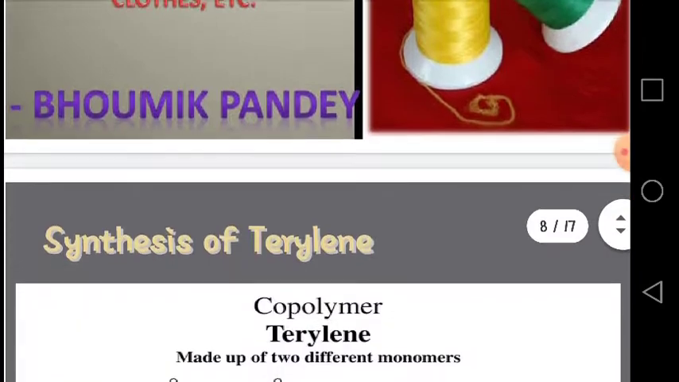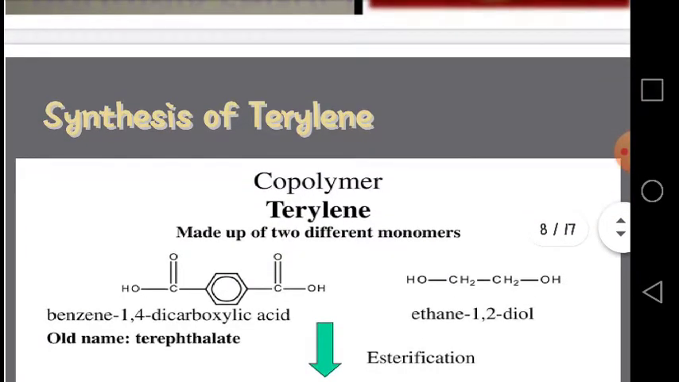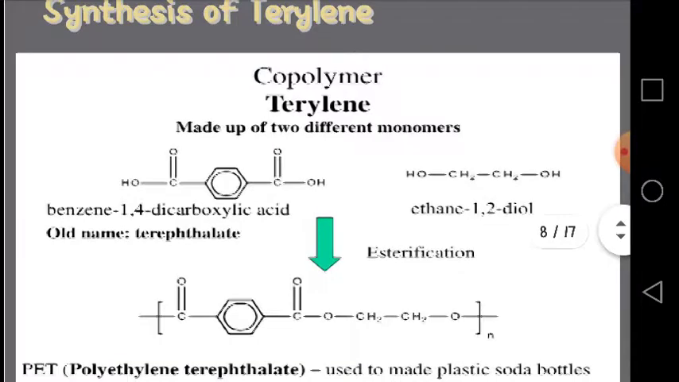Now we are going to focus on the synthesis of terephthalate. As you can see over here, two types of monomers are used. One is ethane-1,2-diol and the second is benzene-1,4-dicarboxylic acid. This terephthalate is made by the esterification process. It is called condensation polymerization by the removal of a water molecule. So a complex molecule is formed that is called terephthalate.